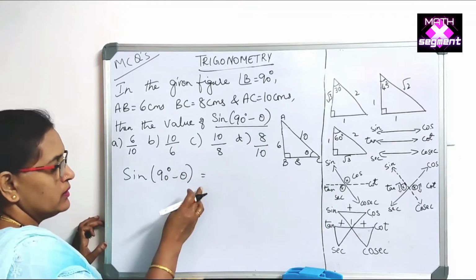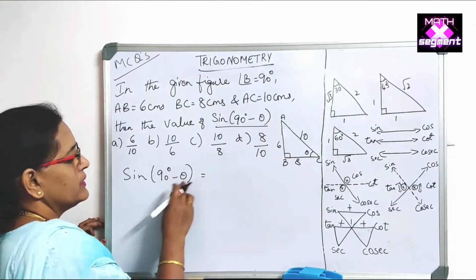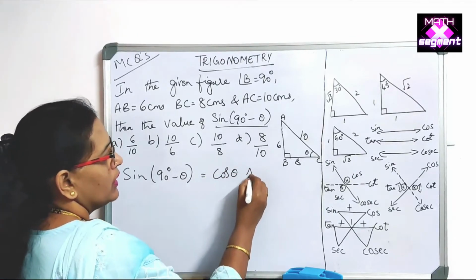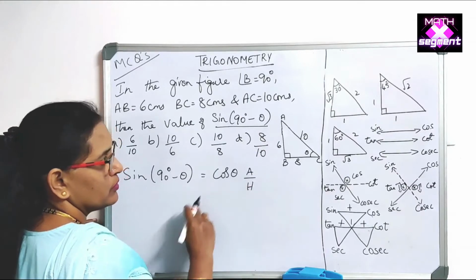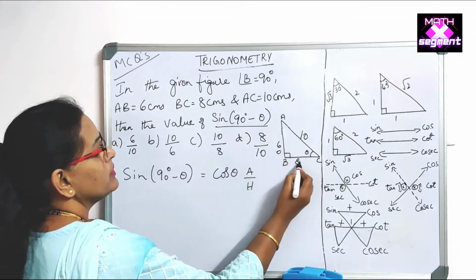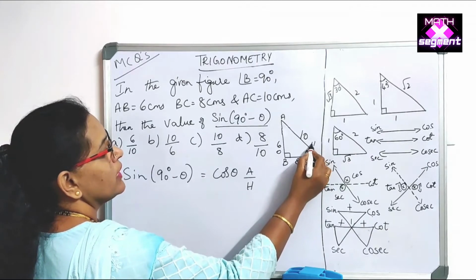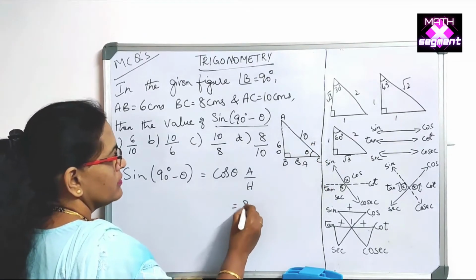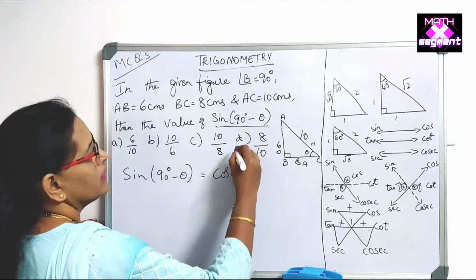From the complementary angles, we know sine 90 minus theta is nothing but cos theta. So cos is what? Adjacent by hypotenuse. So from the given figure, theta is given here. So this is your opposite and this is your adjacent and this is your hypotenuse. So adjacent is 8 and hypotenuse is 10. So 8 by 10. The correct answer is D.